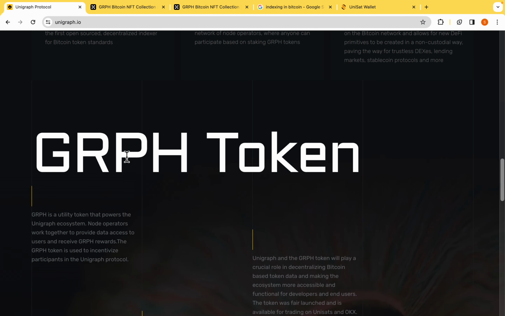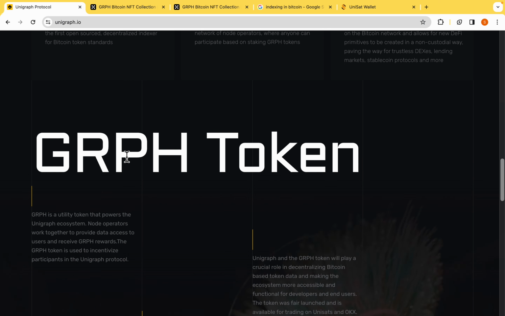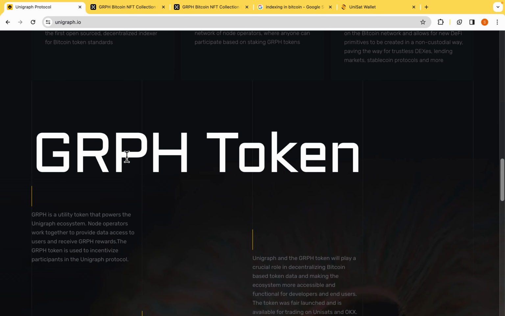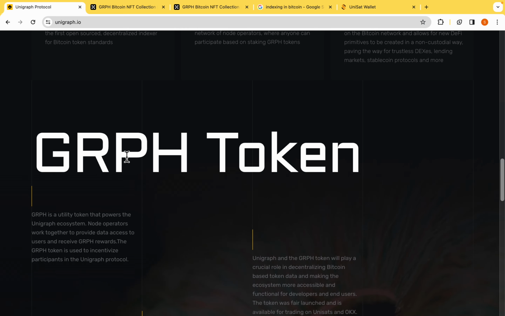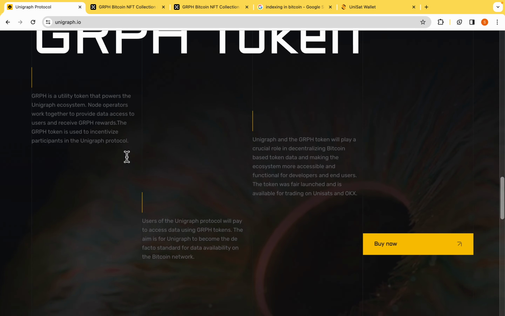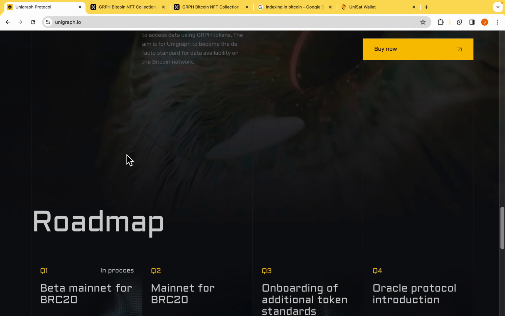Staking of graph token is happening on the brc20.com IFO. That's a huge one. You can stake com token to earn graph token. That's huge coming in. So this is a huge one.